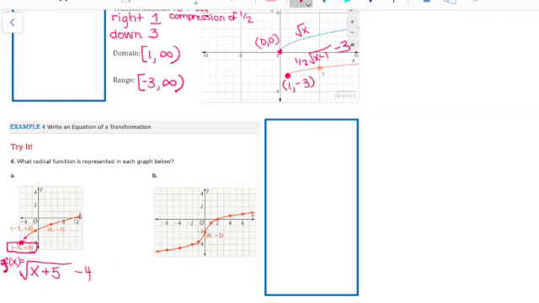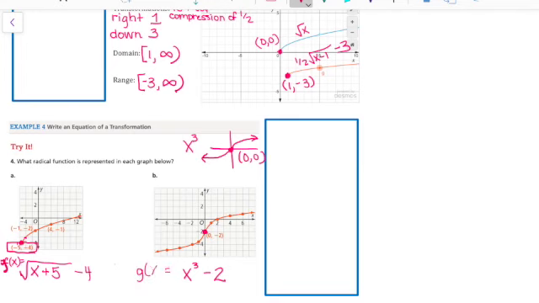This one looks funny. That's because you need to know the basic x cubed graph. So x cubed is like, hey, there's the square root, and there's another half of it, and it looks like that. The middle is 0, 0. So where did this middle go? It went to 0, -2. So that means that it went down 2.